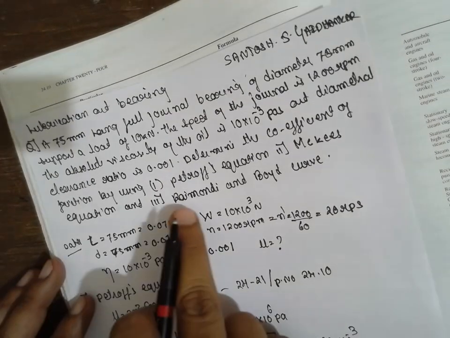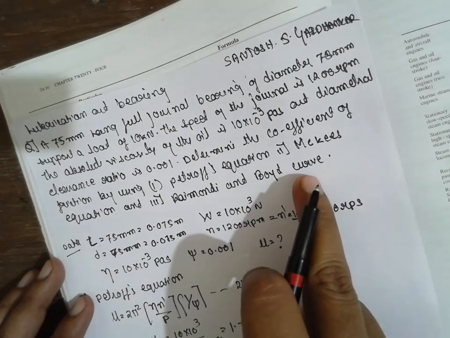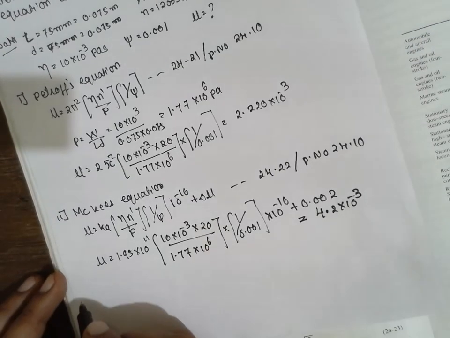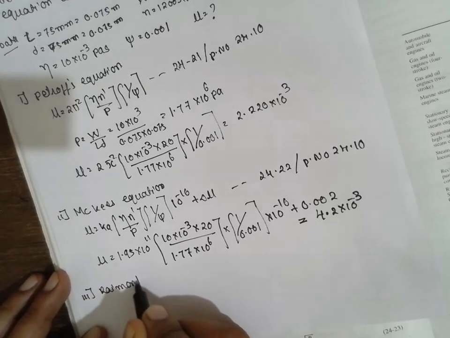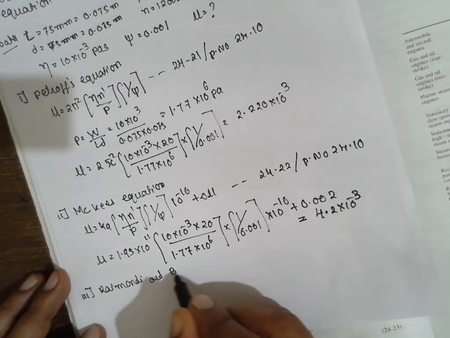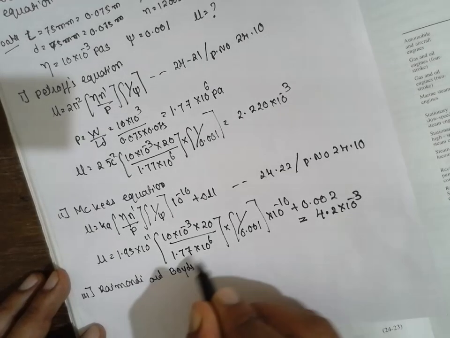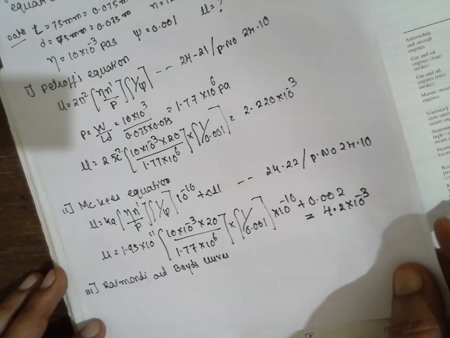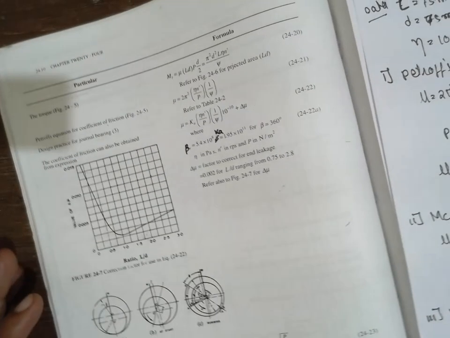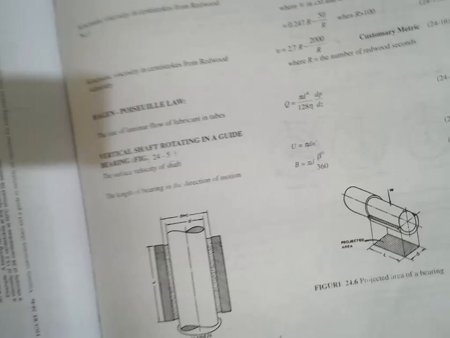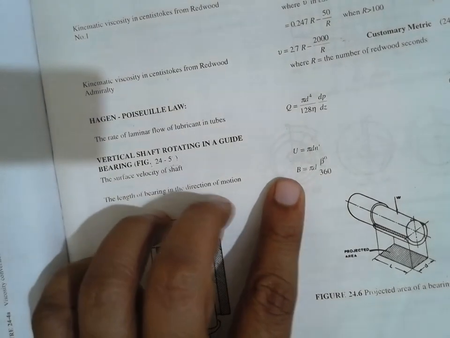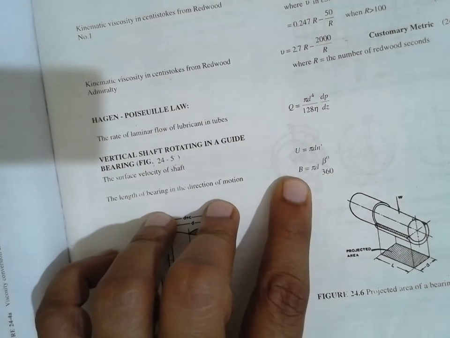Now third, Raimondi and Boyce curve. I'll go for third. Here we have to find out the B first. For finding this, first you have to go for the B formula. This is the formula we have to use here.